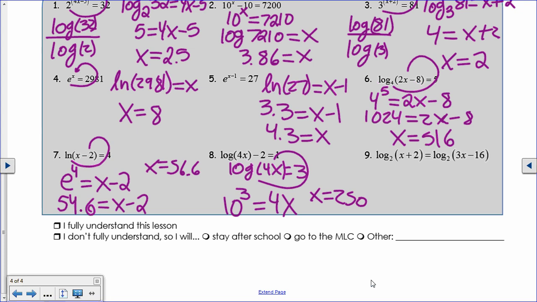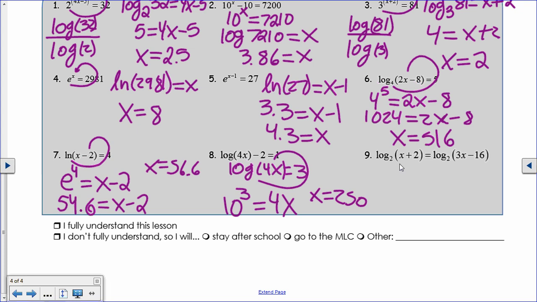So if you guys know that the log base 2 of something equals the log base 2 of something else, what do you know about those two things? They're equal. Shouldn't they be the same? If you're taking the log of this exact same base of two things and they're both the same solution, shouldn't the things that are inside the parentheses be the same? So that's what you do to solve.